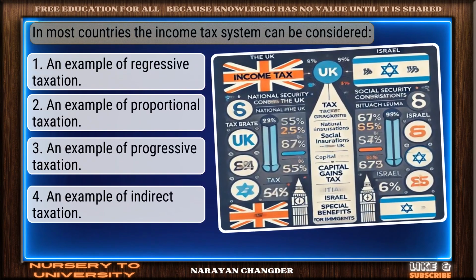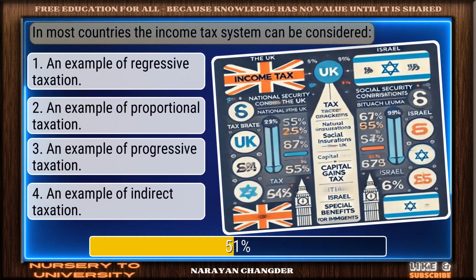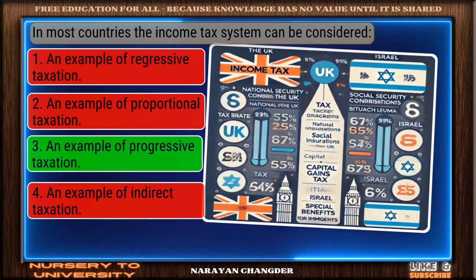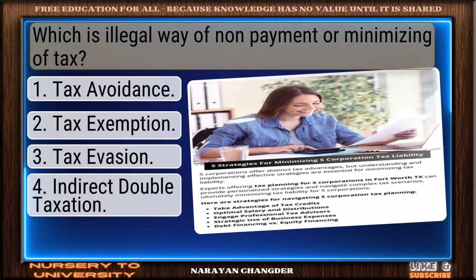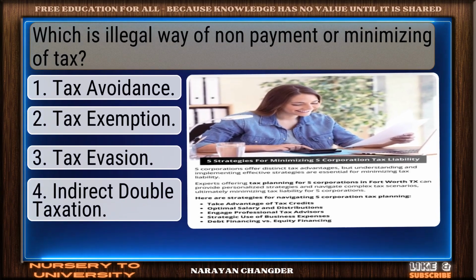In most countries, the income tax system can be considered. Strong choice. An example of progressive taxation is the right answer. Which is a legal way of non-payment or minimizing of tax?